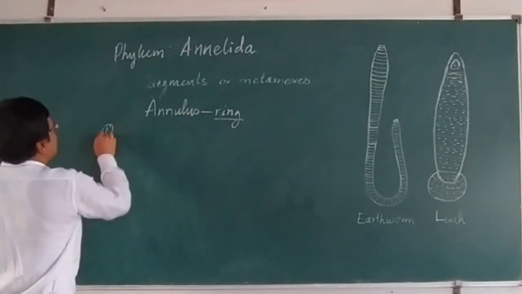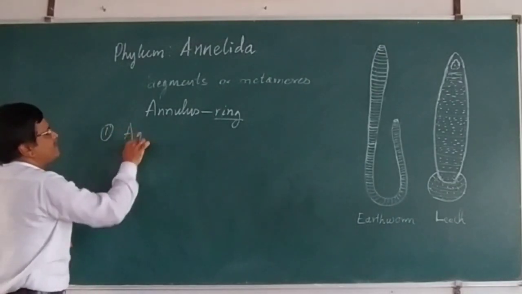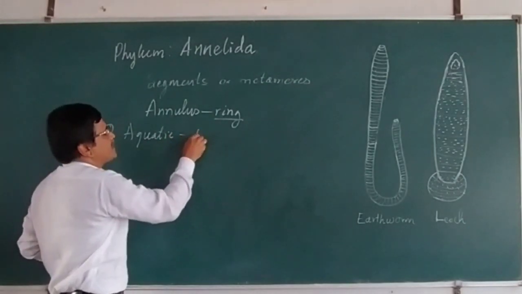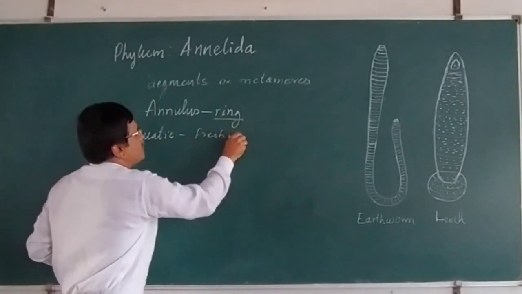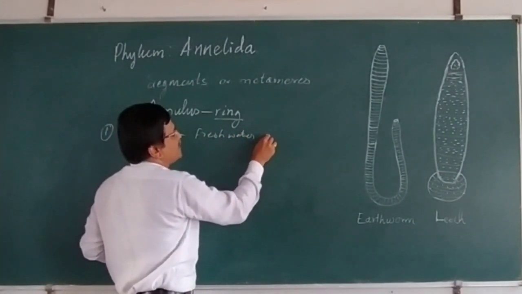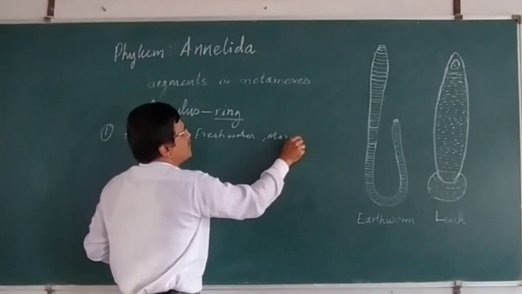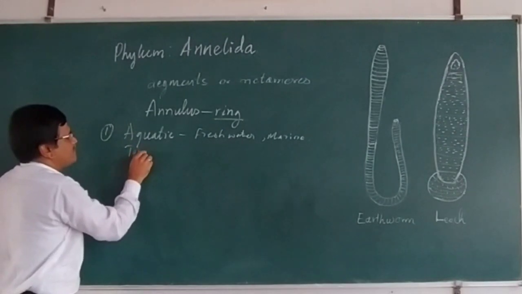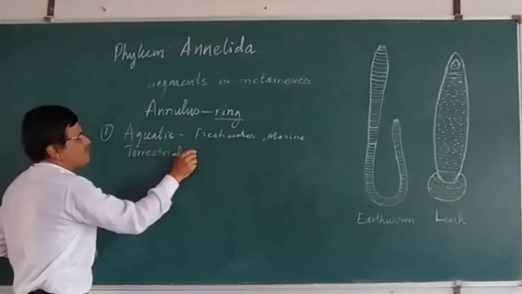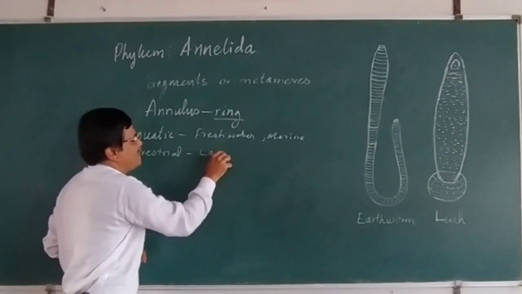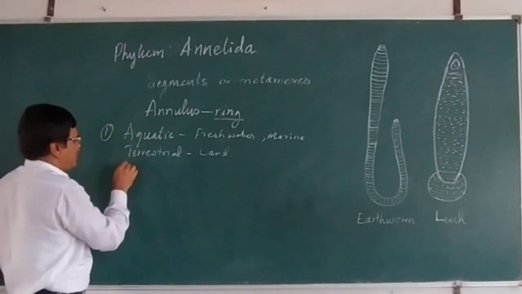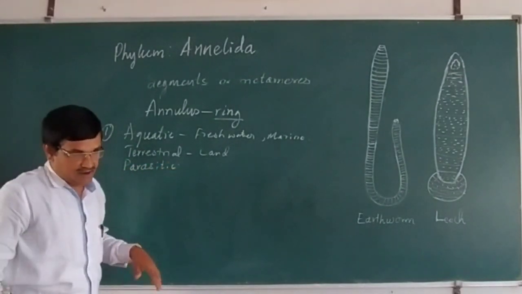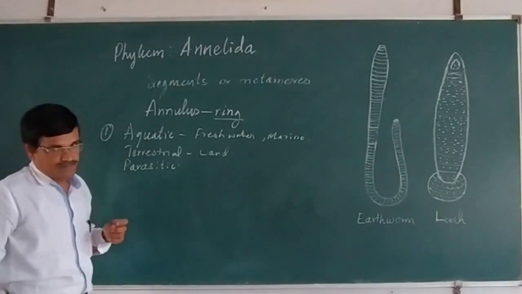The annelids are aquatic. They are found in fresh water as well as in marine habitats, and terrestrial, they are also found on land. A few are parasitic. Parasites live inside the body of the host.